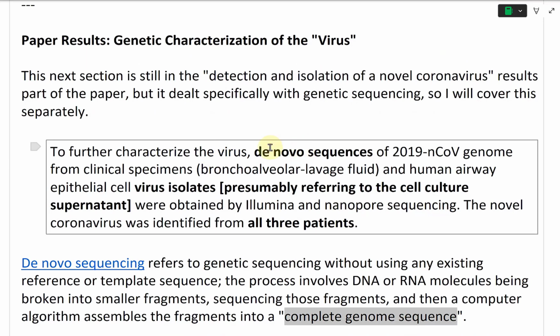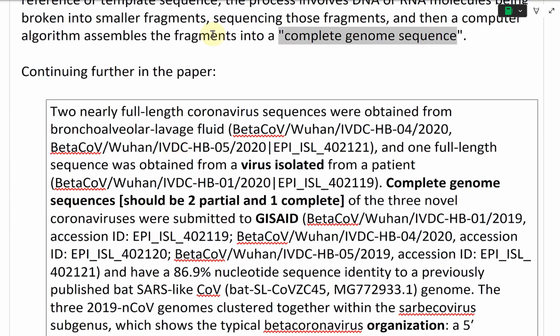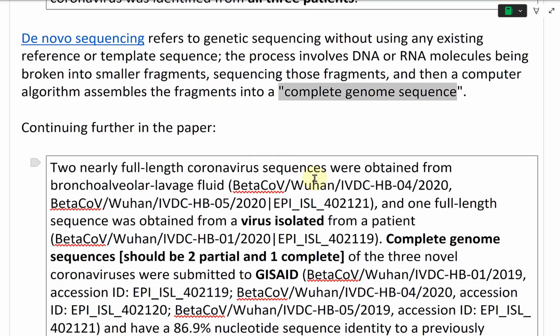All right, so when they're speaking about isolating the virus, what they're talking about is some next level genetic sequencing. And then the question is, well, what do they mean by this? So continuing further in the paper, 2 nearly full-length coronavirus sequences were obtained from bronchoalveolar lavage fluid, and this is called BetaCoV Wuhan, and so on, this identification. That's this one, and there's the second one right here.